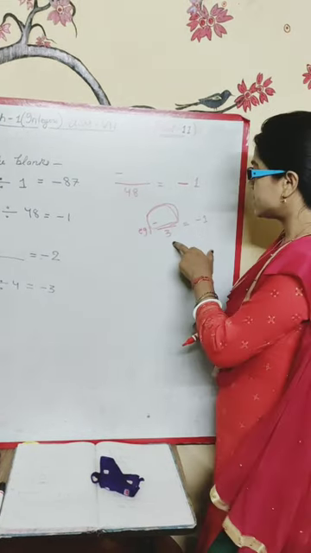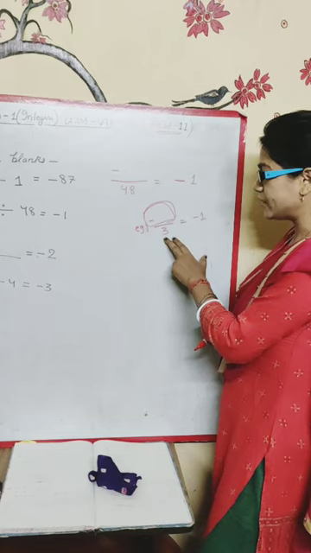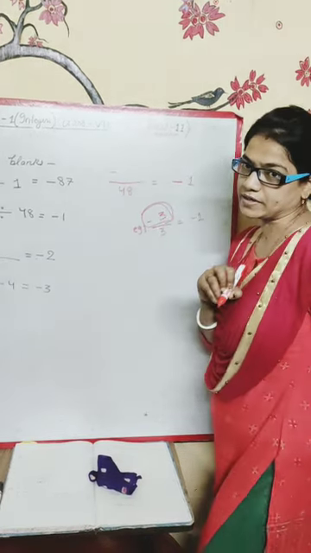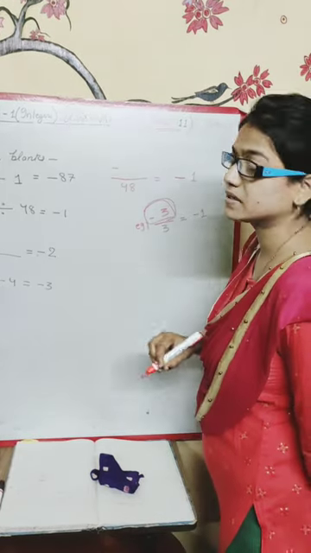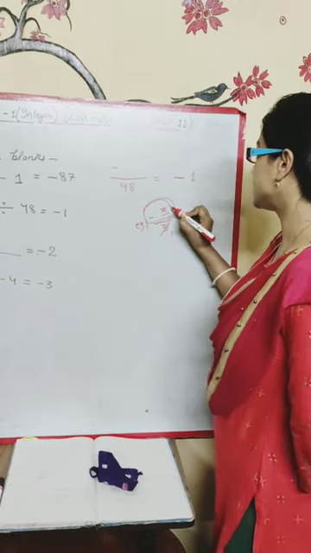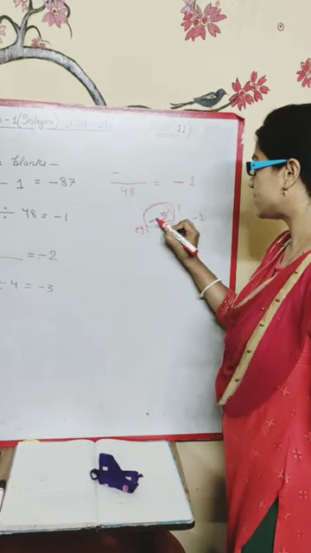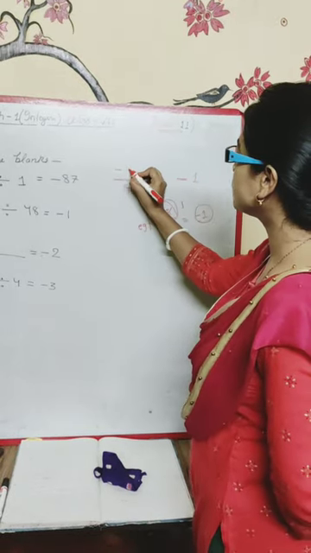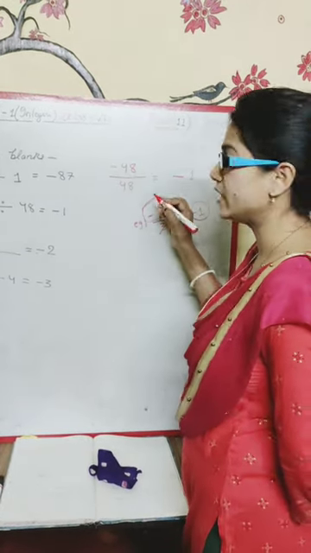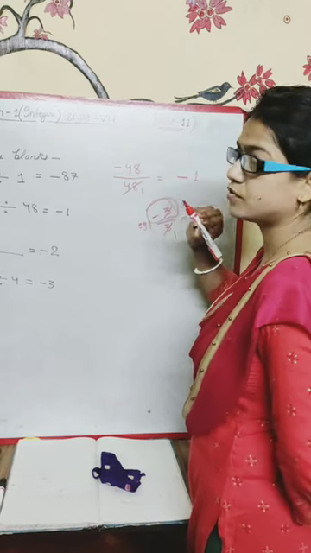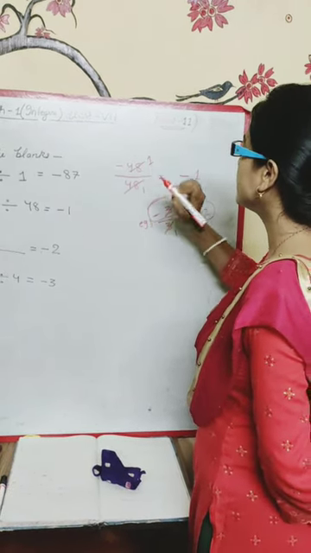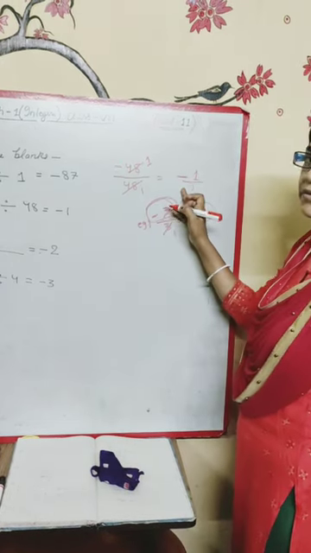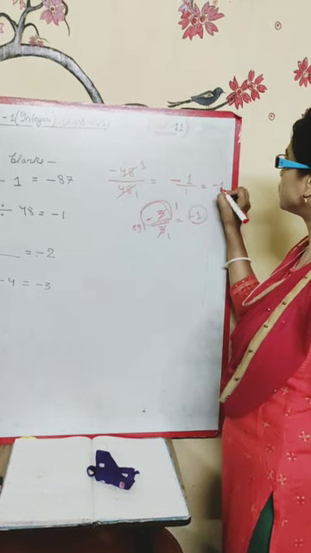So you just see which number should be divided by 3 so that the answer will be minus 1. If minus 3 is divided by the same number 3, it becomes minus 3 by 3, and this minus 1 comes as the answer. Similarly, if minus 48 is divided by 48, you just see, minus 48 by 48, what is the answer? We got minus 1 by 1. So the answer will be minus 1.